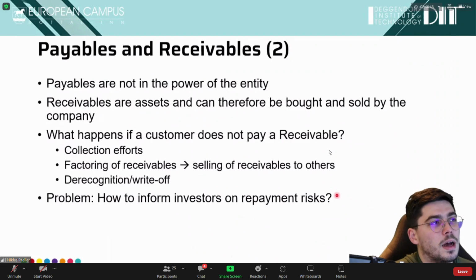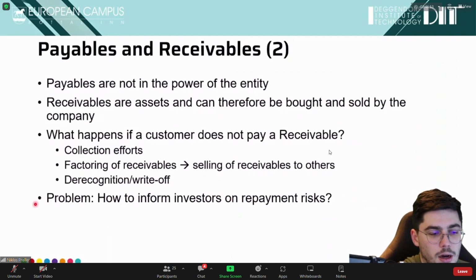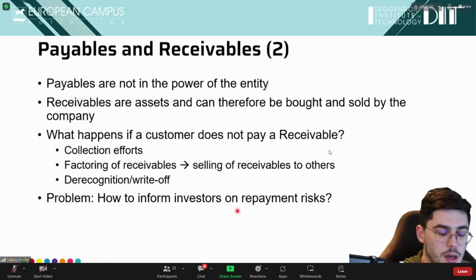But we have also the overlying goal of informing our investors on everything that goes on in our company. And we have to inform them on repayment risks. So there are risks that our customers don't pay.